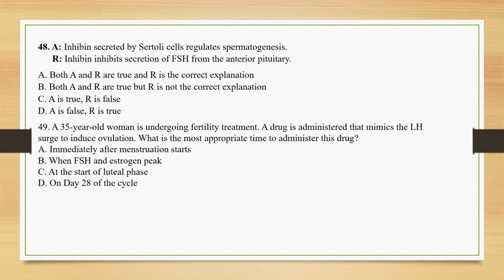49. A 35-year-old woman is undergoing fertility treatment. A drug is administered that mimics the LH surge to induce ovulation. What is the most appropriate time to administer this drug? And that will be when FSH and estrogen peak. Option B. Estrogen peak precedes LH surge, triggers ovulation. So, a drug mimicking LH should be given when estrogen is high.